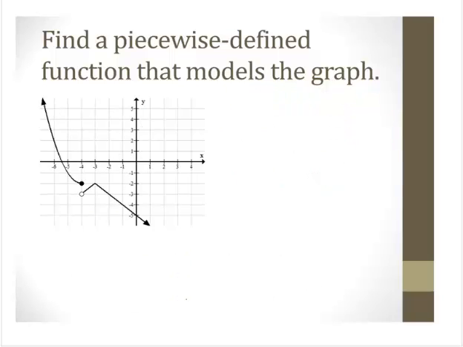All right, here's another example. We want to find a piecewise defined function that models this graph. This one's a little bit tougher. It appears that we have maybe an x squared function and then an absolute value function with some transformations. So let's figure this out. And notice that it changes at -4.